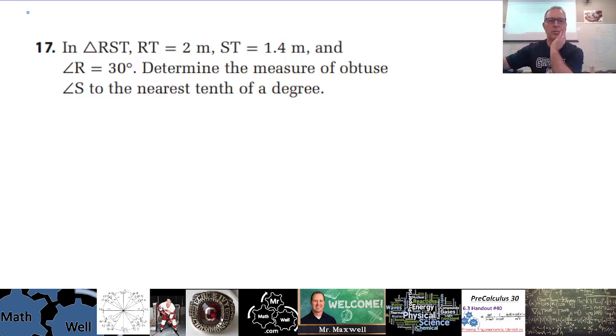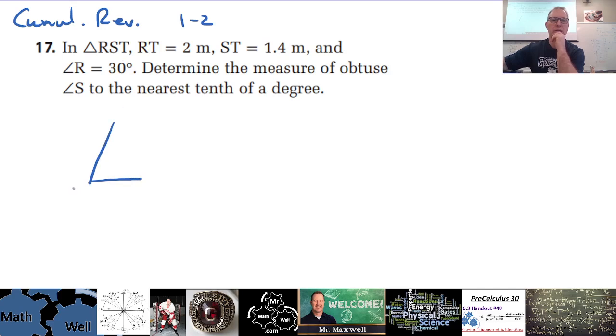Okay, so this is cumulative review 1, 2, and this is number 17. So in triangle RST, RT is 2 meters, ST is 1.4 meters, and angle R is 30.